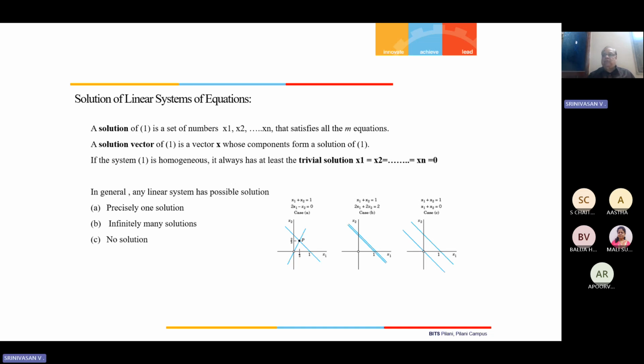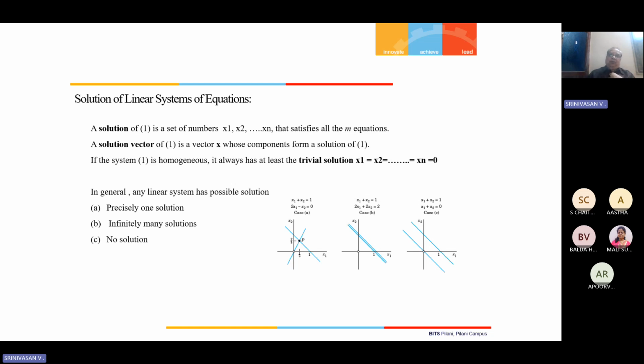That means you are not able to find the values of x1 and x2, which means this set of equations has no solution. Thus, for any set of equations, you can have a unique solution, infinitely many solutions, or no solution.